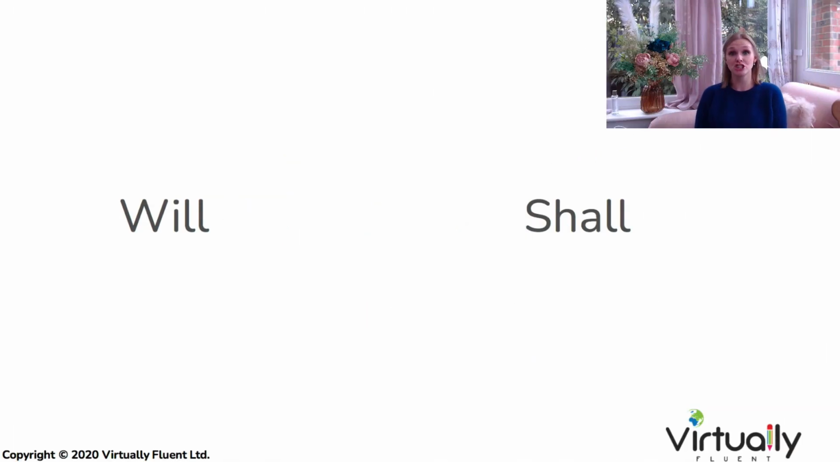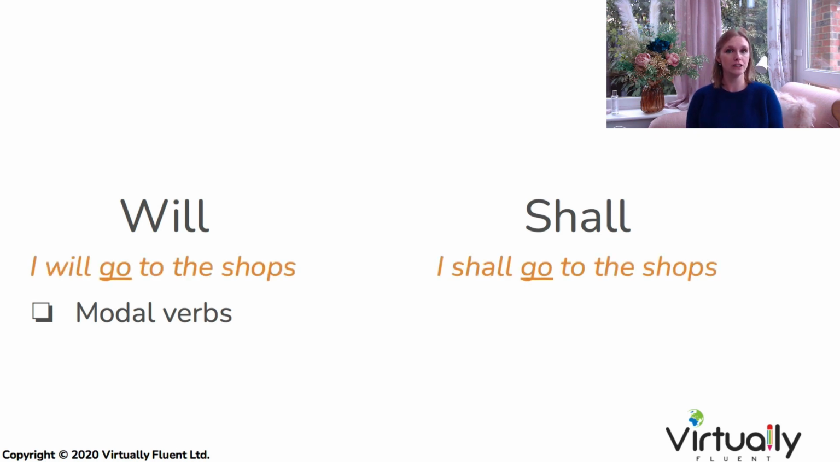Both will and shall have a lot of similarities in English. They're both used in the same way as modal verbs. This means that they are never followed by the word to. They must be followed by the infinitive form of the verb, and the great thing is that their form is exactly the same for every single subject in English. For example, I will go to the shops, I shall go to the shops.